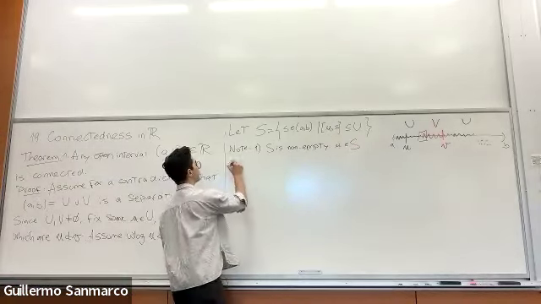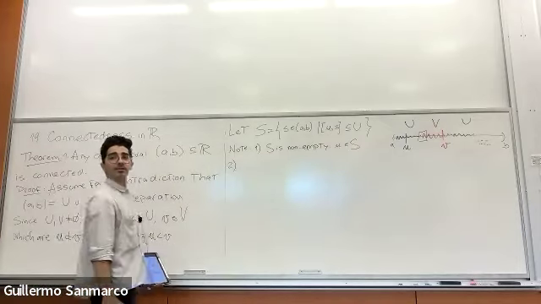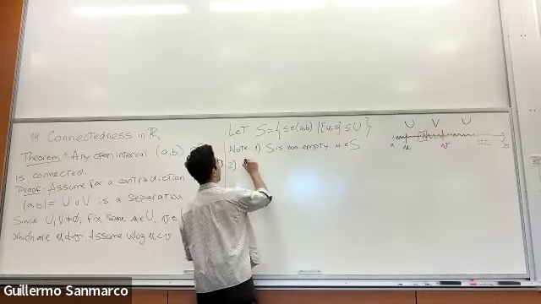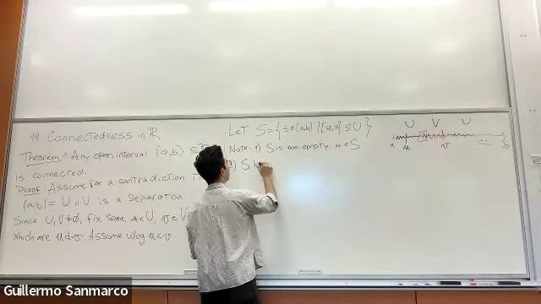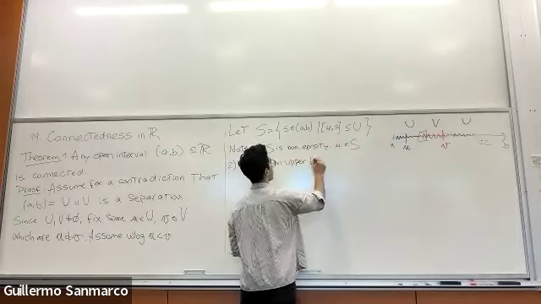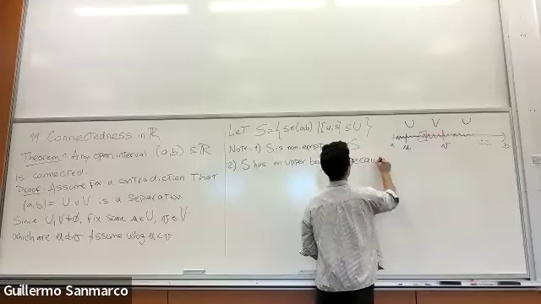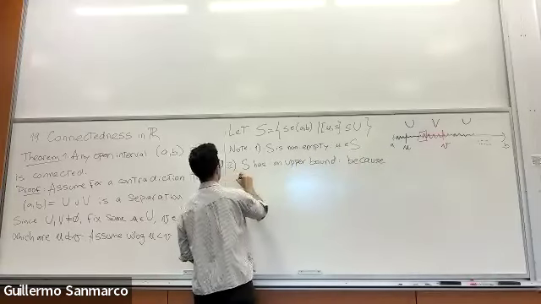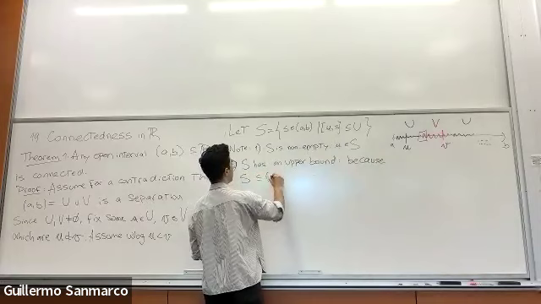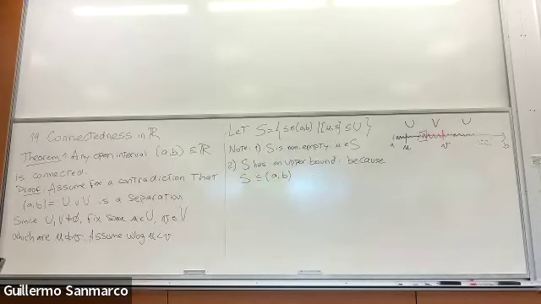And the other one: I want to take the supremum, so I need to say it's a non-empty bounded set. S has an upper bound. And that's because my S is a subset of (a, b). So b is an upper bound for every element in S.